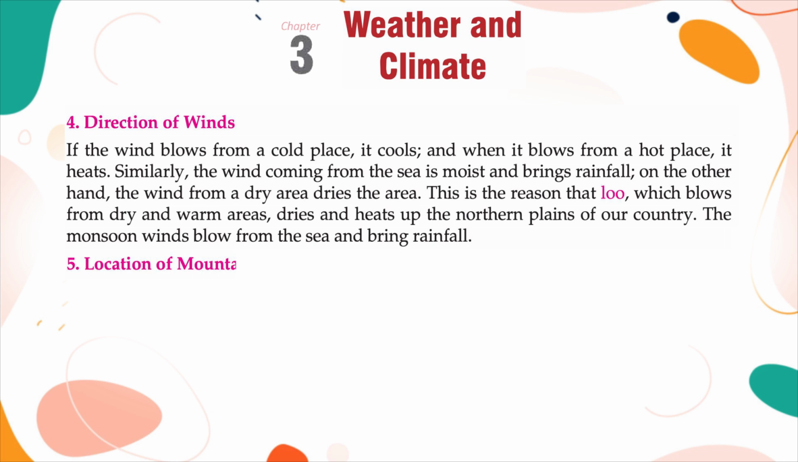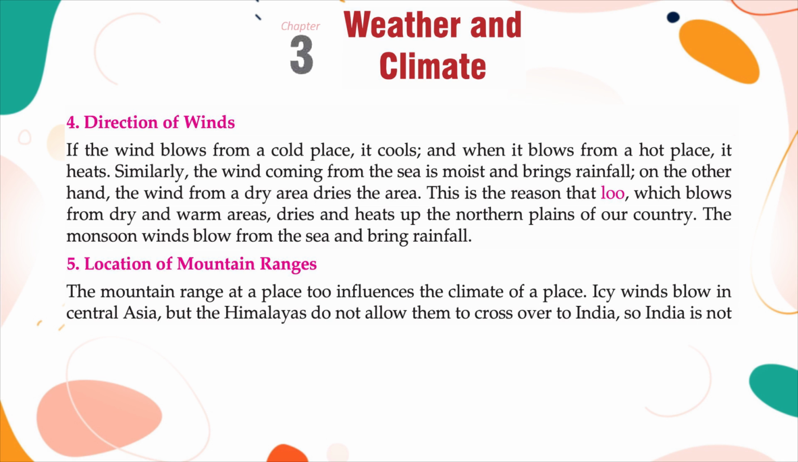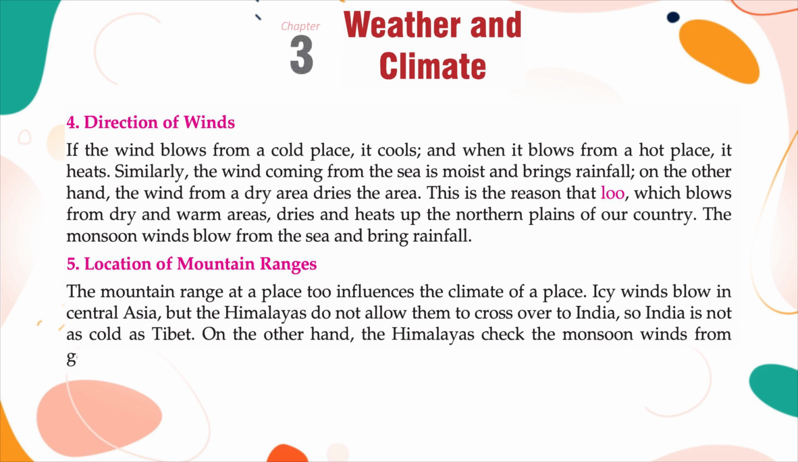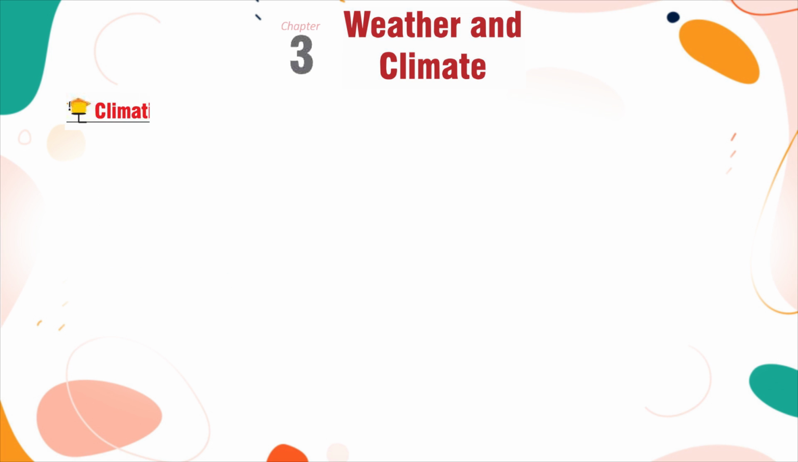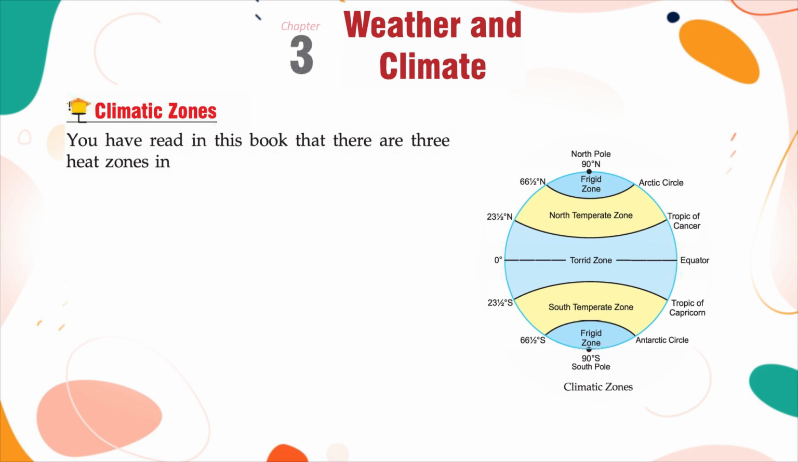Location of mountain ranges. The mountain range at a place too influences the climate of a place. Icy winds blow in Central Asia, but the Himalayas do not allow them to cross over to India. So India is not as cold as Tibet. On the other hand, the Himalayas check the monsoon winds from going over to Central Asia, and this brings rainfall to India.